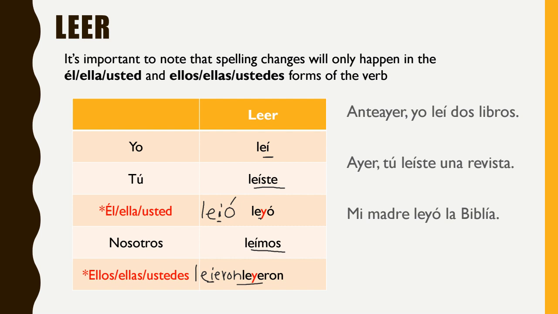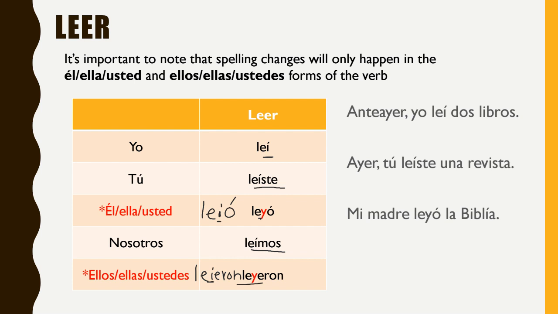You will notice that we only change the I to a Y in the él, ella, usted form, in the ellos, ellas, ustedes form. If you think back to when we have done this before, you'll remember that for preterite stem changers, we also only take a stem change in the él, ella, usted, and the ellos, ellas, ustedes forms, all right? In the yo form, in the tú form, and in the nosotros form, we don't do stem changers, and we also don't do spelling changers.